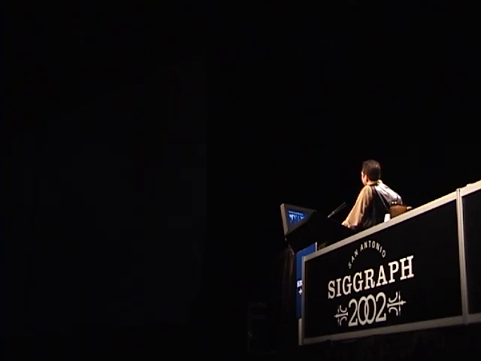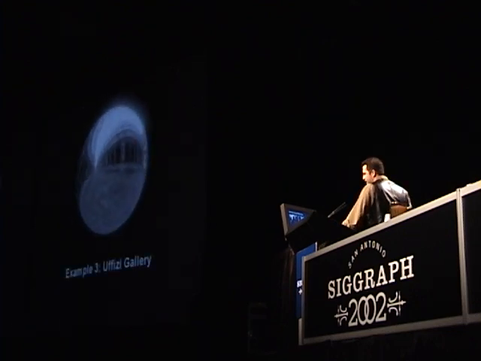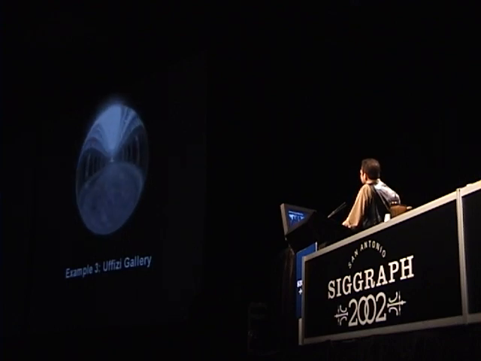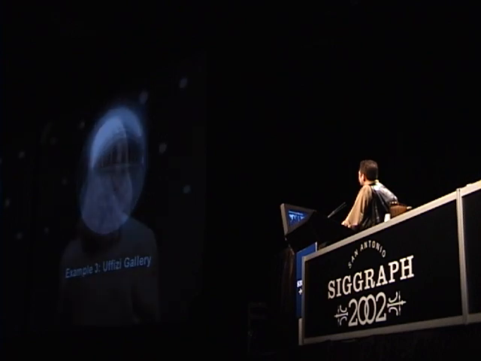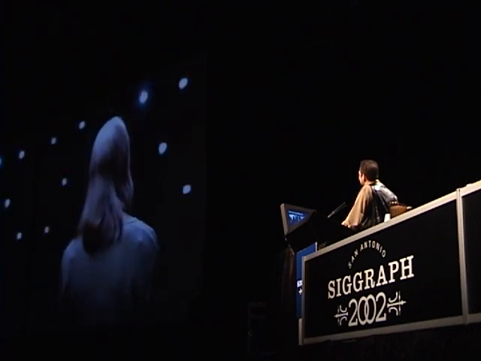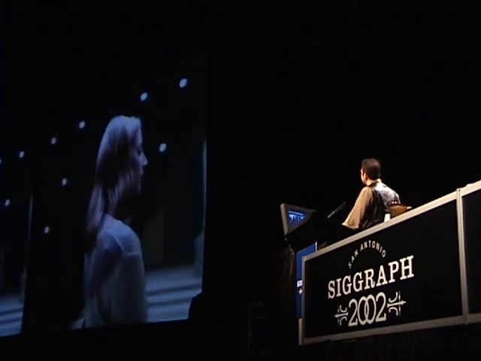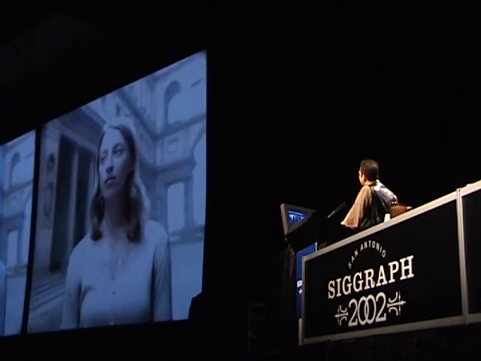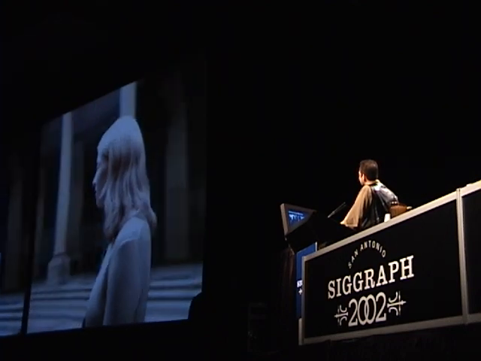And we have one more example here. This is the Uffizi Gallery. We cut pretty quickly to the final composite. This is another friend of our laboratory, Alana, who's in here. That stick was used to synchronize the two cameras. And there's Alana in the Uffizi Gallery.